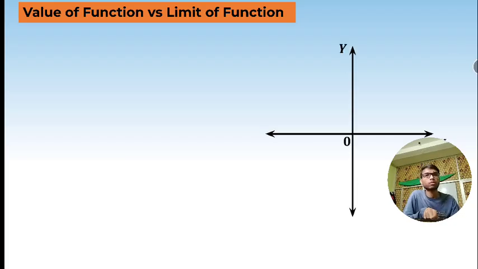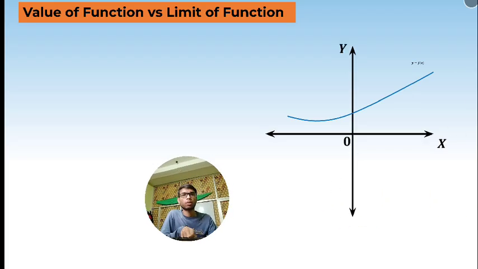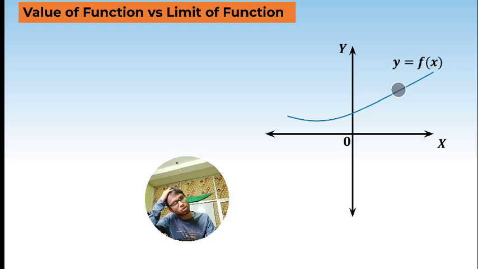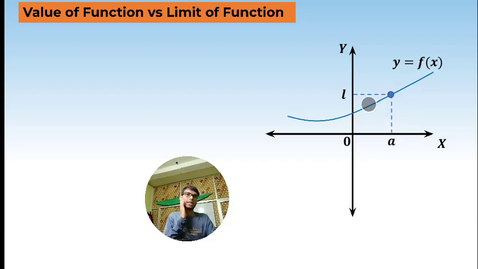Here we have a graph. This is a curve. It is y equal to f(x), or you can say f(x) is equal to y. f is a function here. Here we are saying that this is x, then it will be y. That is what we are saying.